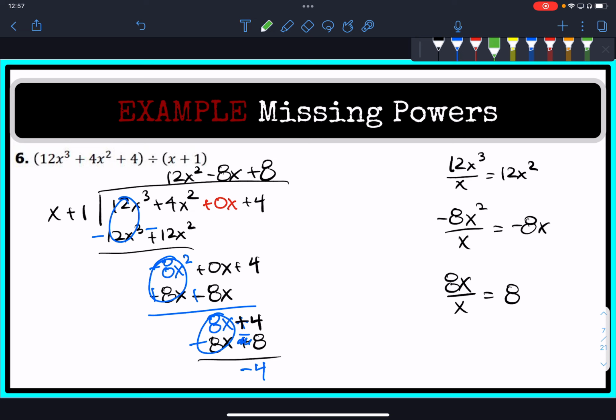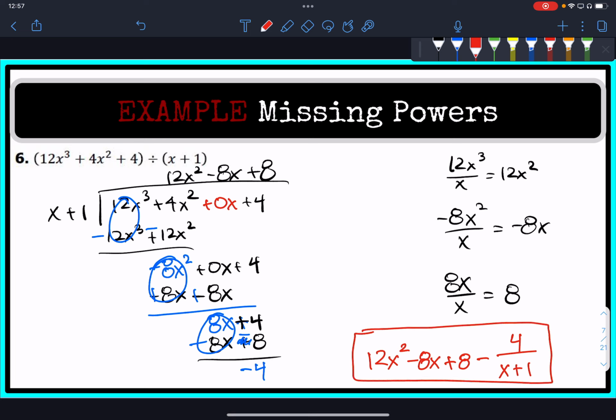So our solution is 12x to the second minus 8x plus 8 plus our remainder of negative 4 over x plus 1. Now, for this particular problem, because we have a negative 4, there's another way of writing this answer. Instead of adding that negative 4, we can also just write the equivalent value of that, which is the same thing as subtracting a positive 4. So it would be, again, this. Either notation is correct, and there is no preferable way of writing it, but both of them are correct.